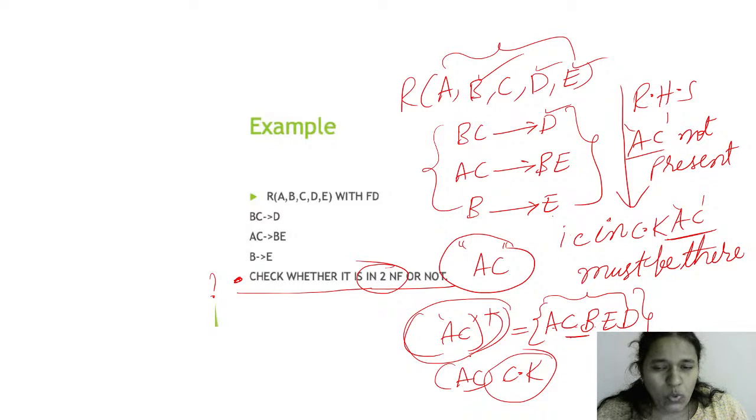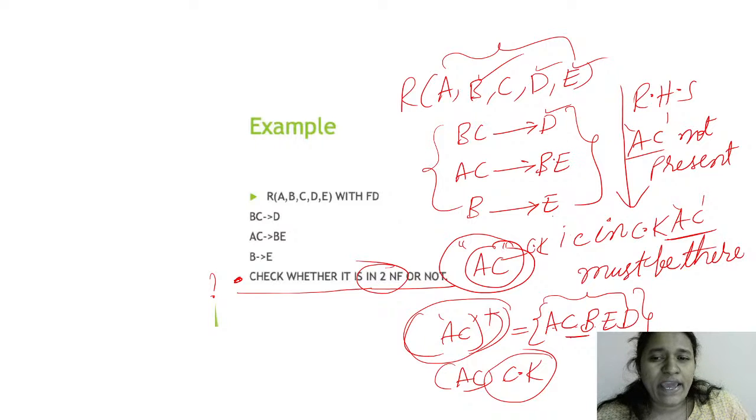For that we have to see, please try to understand, if AC is there on the right hand side of any functional dependency here? No, AC is not there in the right hand side of any of the given functional dependencies. Then that means there are no other candidate keys, only AC is the candidate key of this relation.